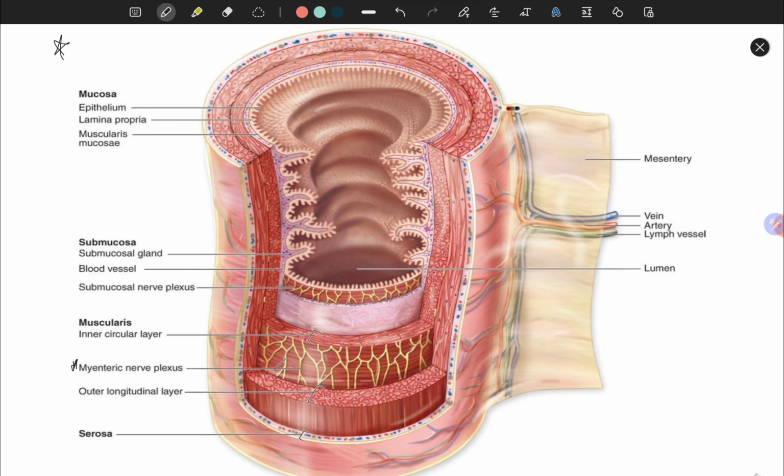And from outside, we have this layer, which is pinkish in color. This represents the serosa. As we mentioned, the last layer is the adventitia, with a layer of simple squamous epithelium over it that makes it lubricant and resistant to friction.